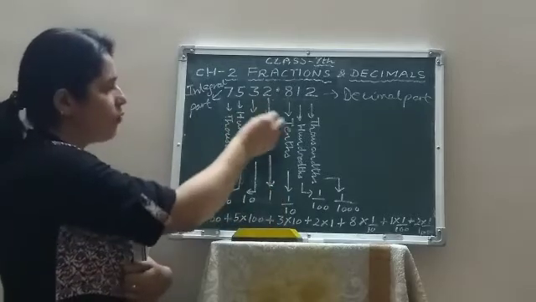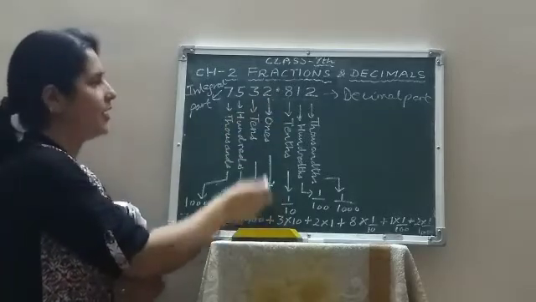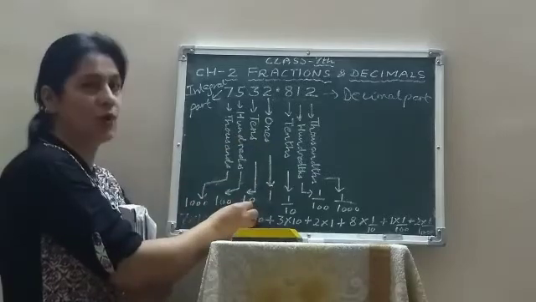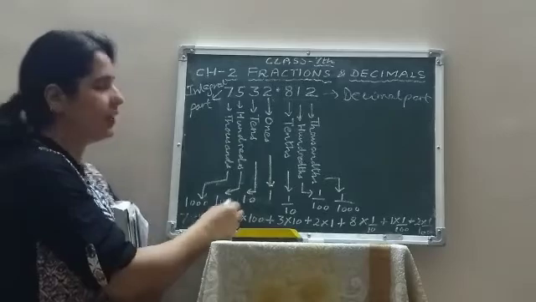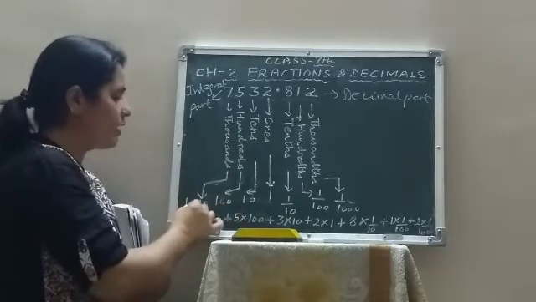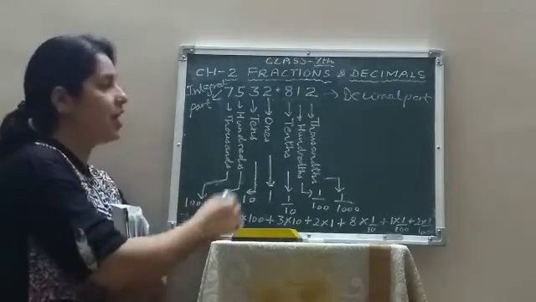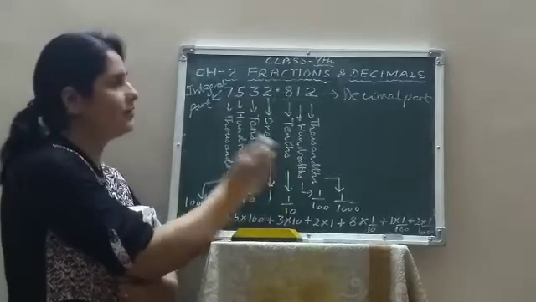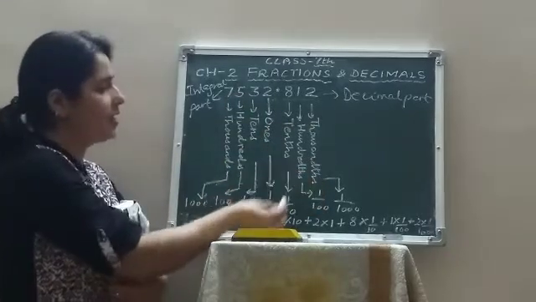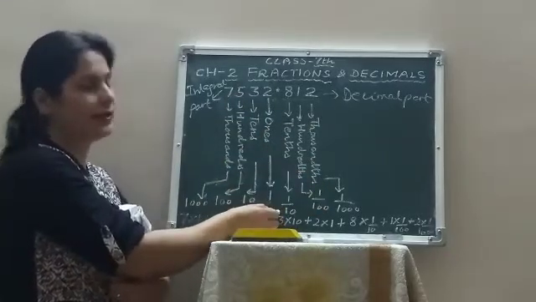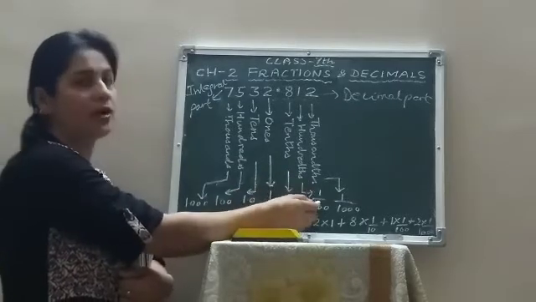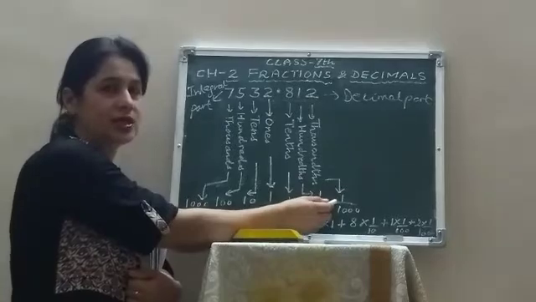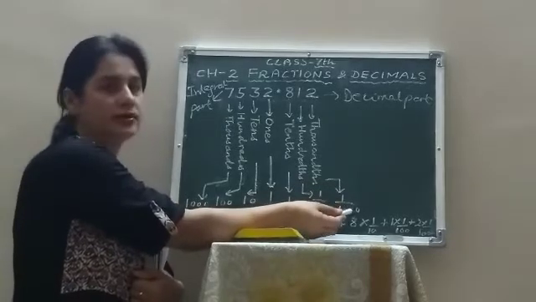So ones means 1, tens means 10, hundreds means 100, thousands means 1000. And on the right hand side, the decimal part, tenths means 1 upon 10, hundredths means 1 upon 100, thousandths means 1 upon 1000.